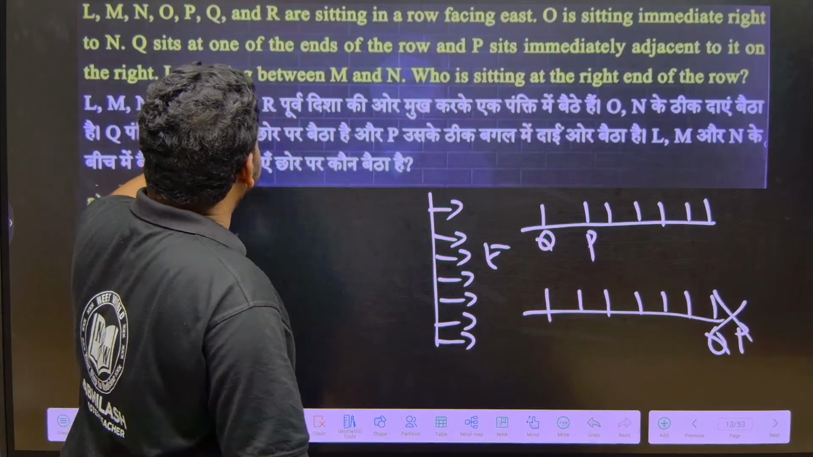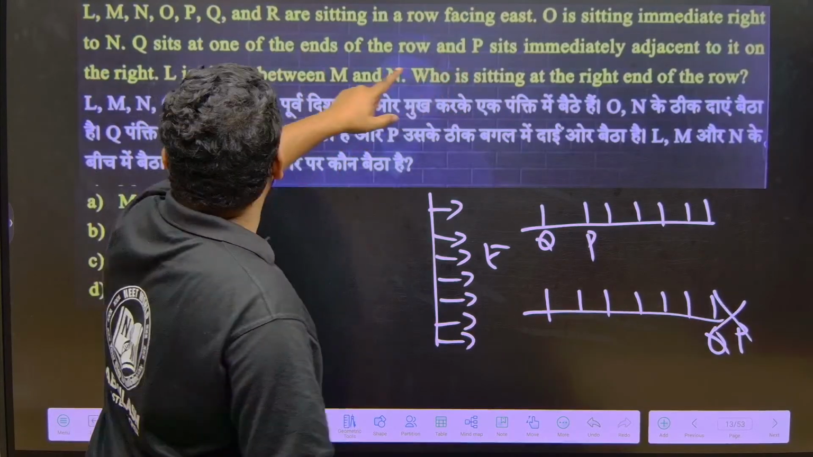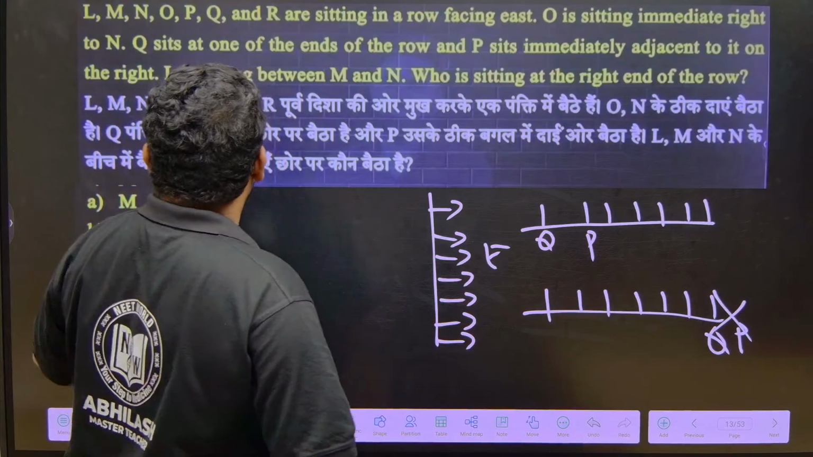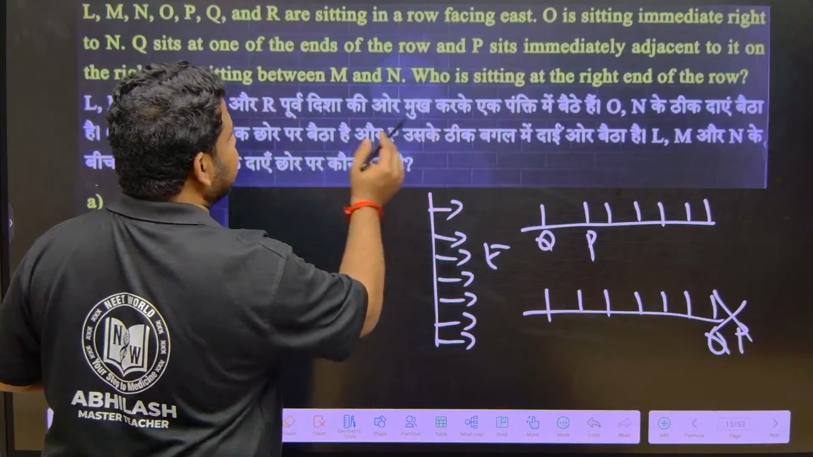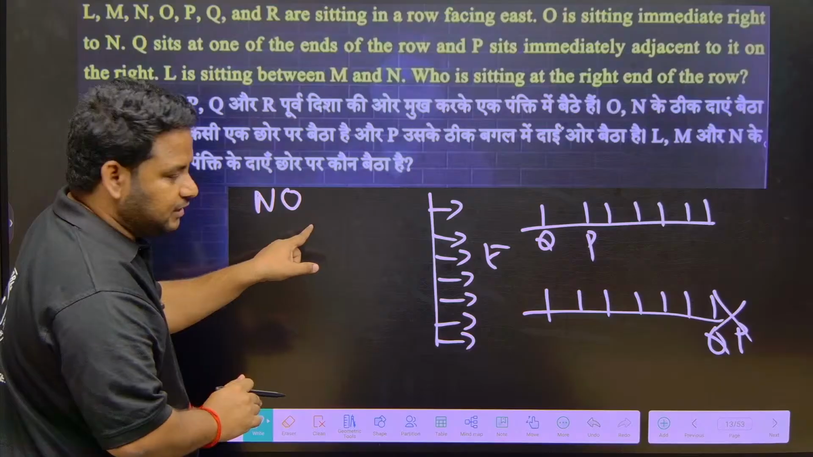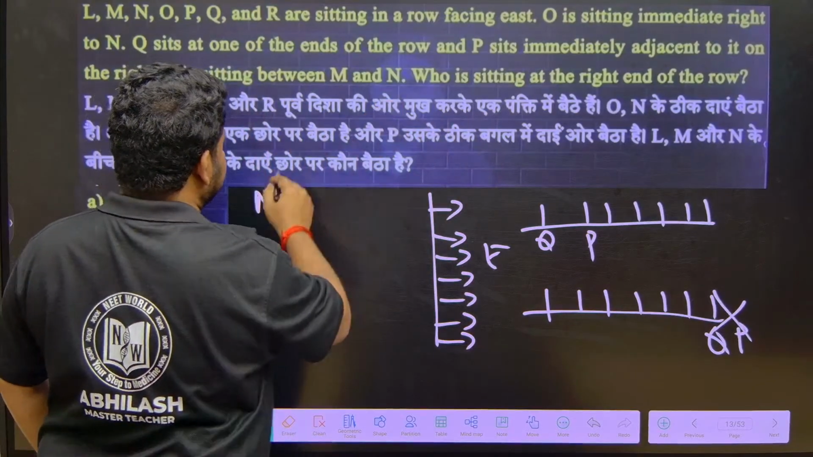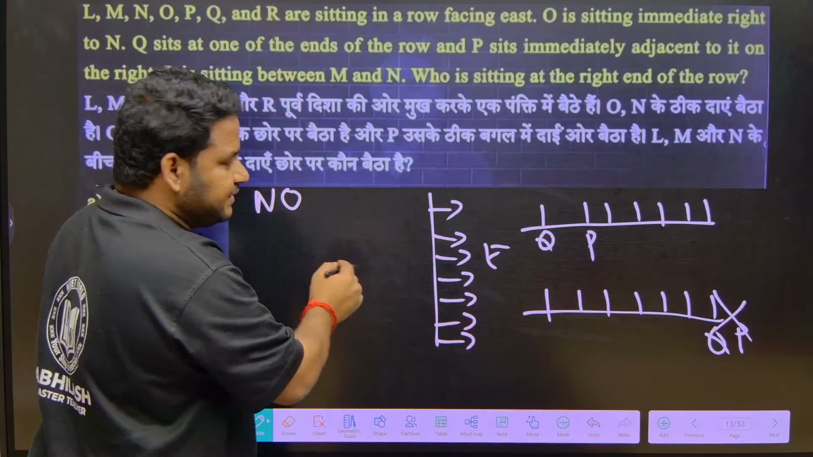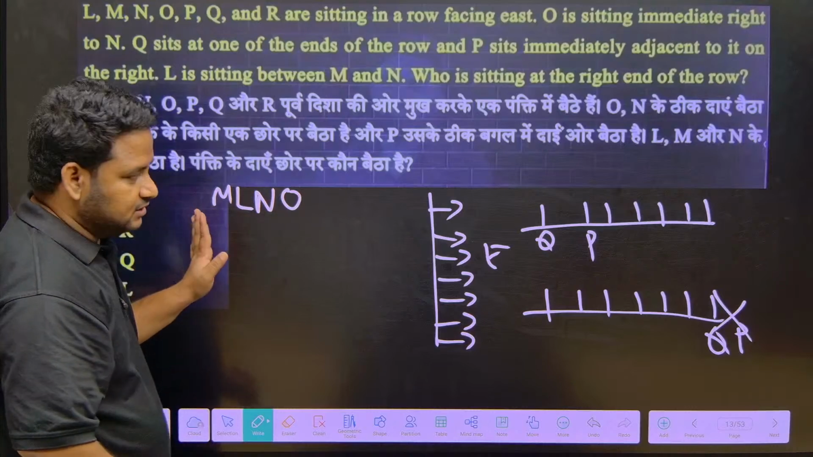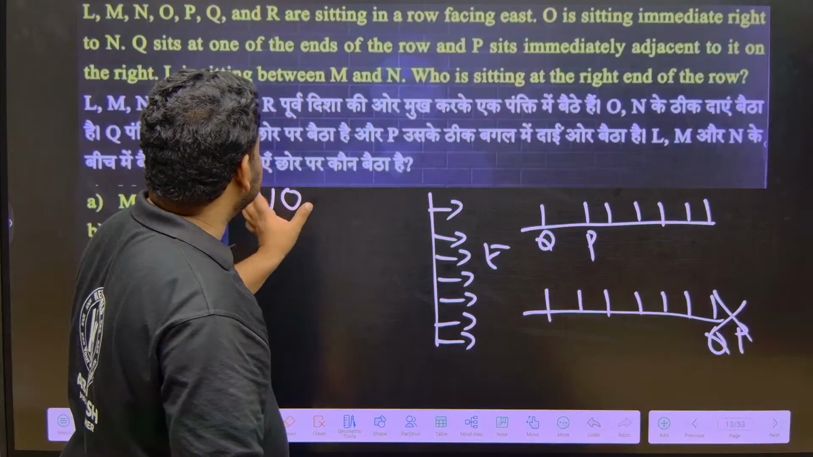L is sitting between M and N. They are telling O is sitting immediate to the right to N. That means if N is here, O is sitting here. Then L is sitting between M and N. That means L should come here, M should come here. ML, NO. It should come like this. I have to fix ML, NO here.